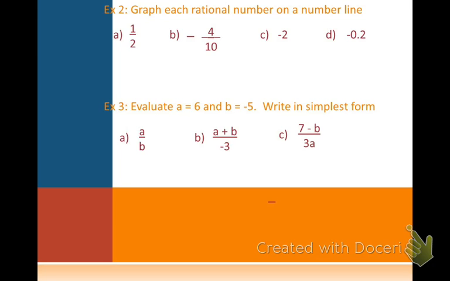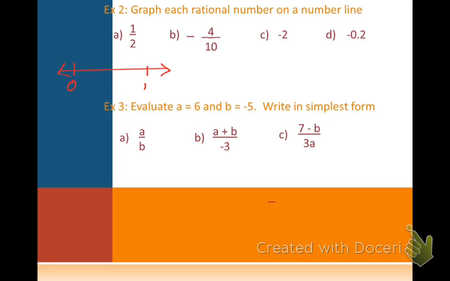Okay. Now, here we're going to graph each rational number on a number line. So we're going to make a number line for each one of these. And how you're going to make the number line, I'm going to put a line. And we'll start with half. And you're going to put the two whole numbers that half goes between. So a half goes between 0 and 1.